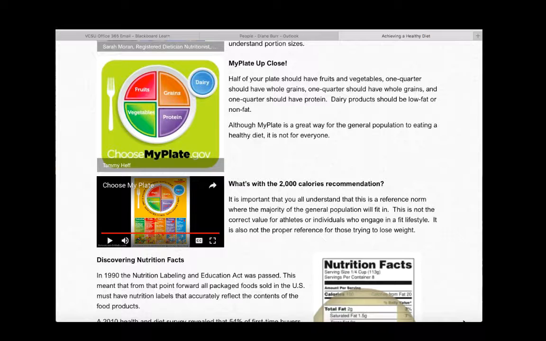However, it's important that you all understand this is a reference norm where the majority of the general population will fit in. This is not the correct value for athletes or individuals engaged in a fit lifestyle. It is also not the proper reference for those trying to lose weight. Therefore, it is critical that you each evaluate yourself by height, weight, amount of physical activity, and weight goals. You will all be required to complete this task when you are asked to complete one of the lab assignments in this section. And after you complete this requirement, you will know how many calories are specific to your needs.